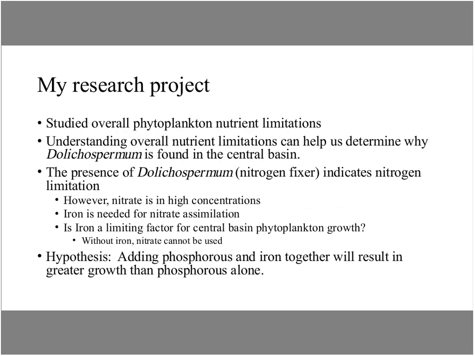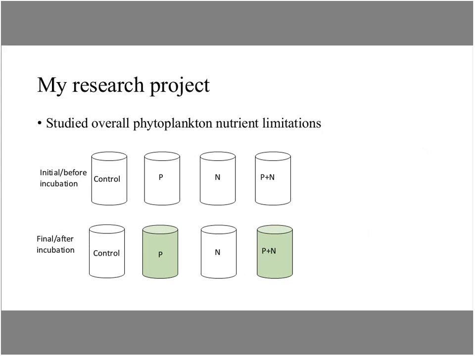So my research project specifically is studying the overall phytoplankton nutrient limitations in the central basin. We're trying to determine why Dolichospermum is found in the central basin. A little bit about Dolichospermum: it is a nitrogen fixer, so this indicates that nitrogen limitations should be present in the lake. This is contrary because nitrate is actually in high concentrations. Iron is needed for nitrate assimilation, so we're also concerned with looking at iron as a limiting factor for this phytoplankton growth. So our hypothesis is adding phosphorus and iron together will result in greater growth than phosphorus alone.